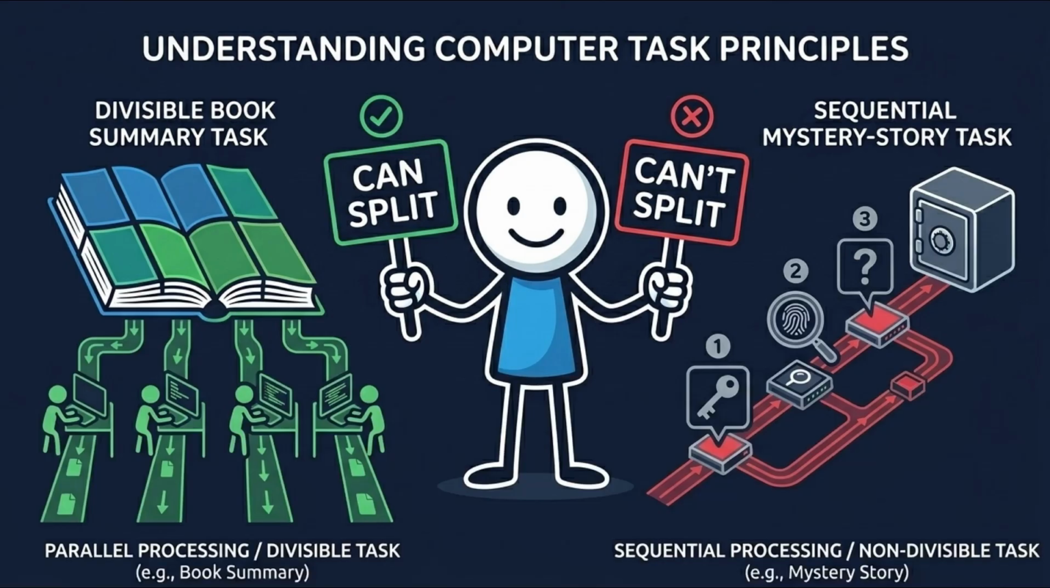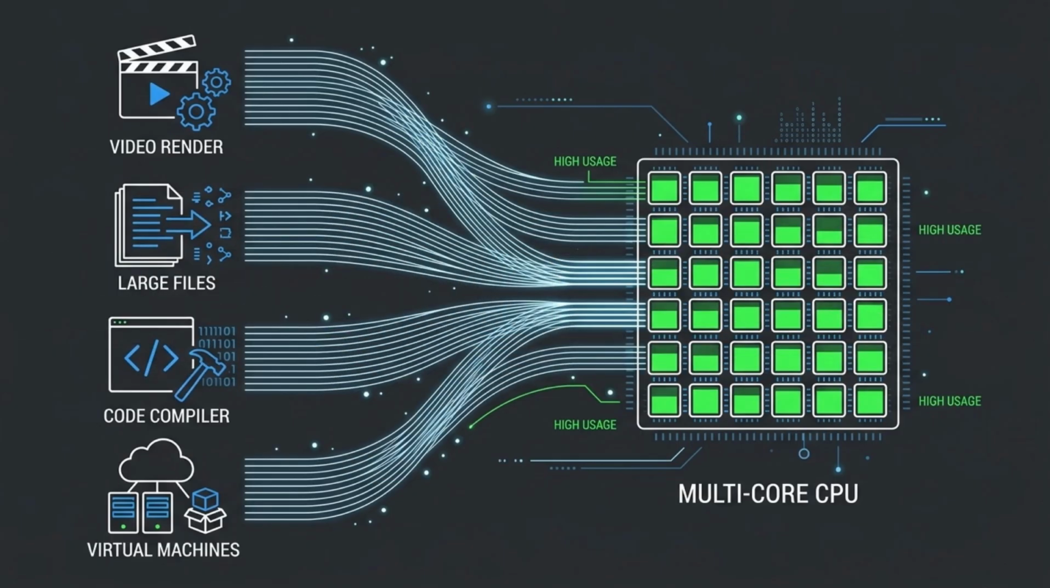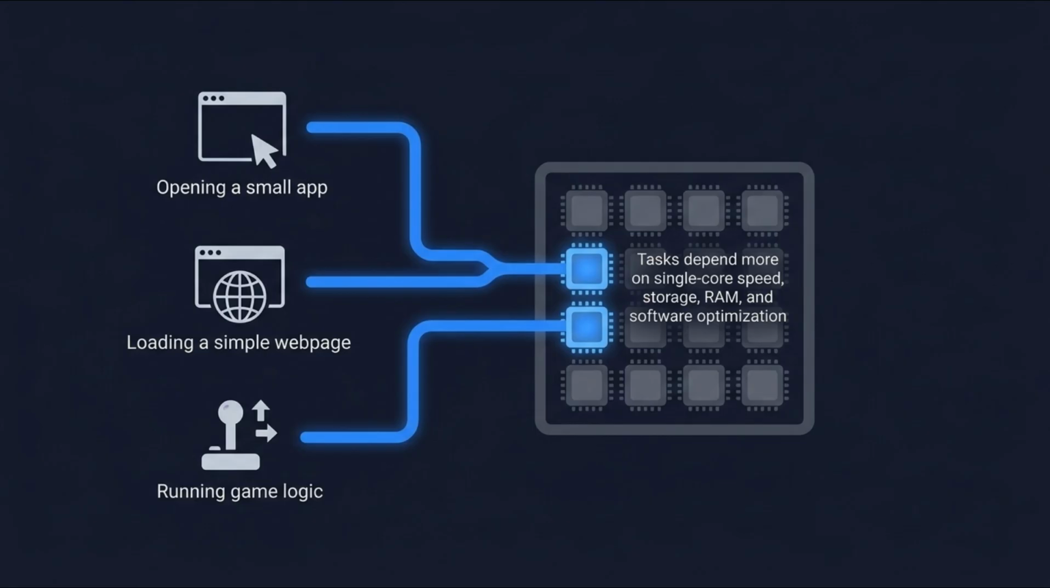Computer tasks work the same way. Some tasks are easy to split apart. Rendering a video, processing large files, compiling code, or running multiple virtual machines can often use many cores well. Other tasks are harder to split. Opening a small app, loading a simple web page, or running certain game logic may depend more on single-core speed, storage speed, RAM, and software optimization.